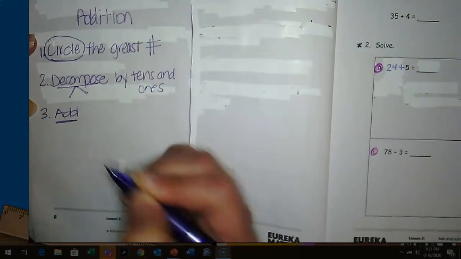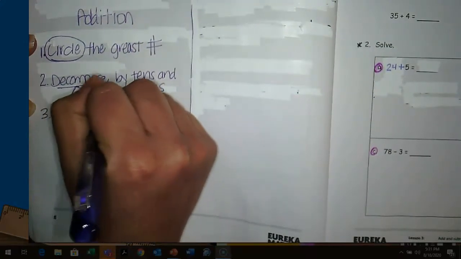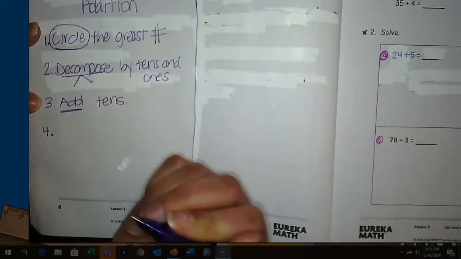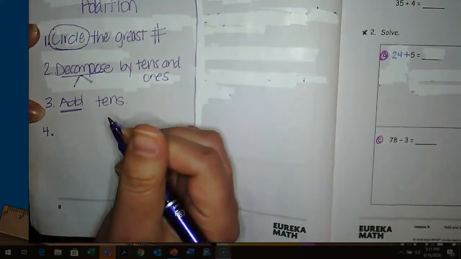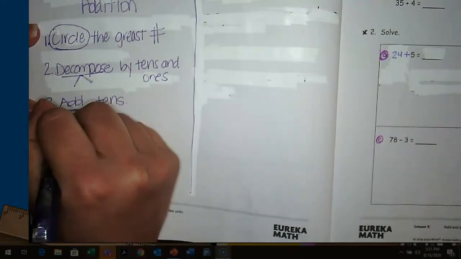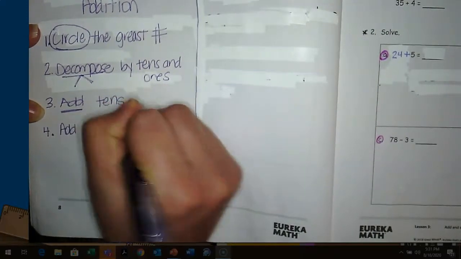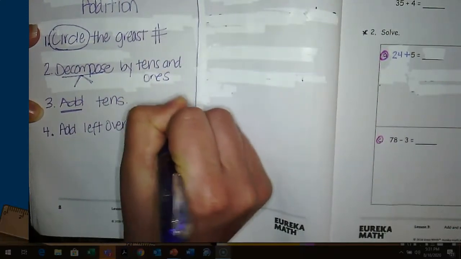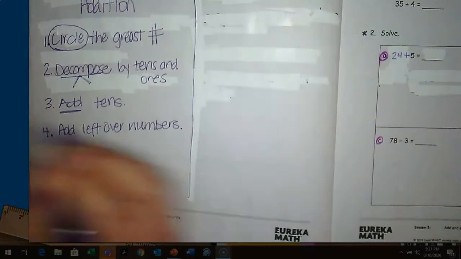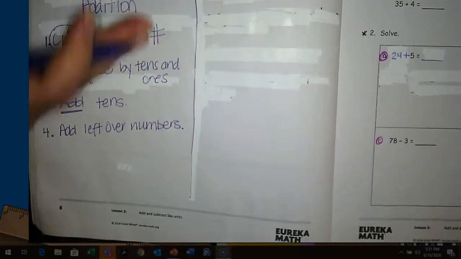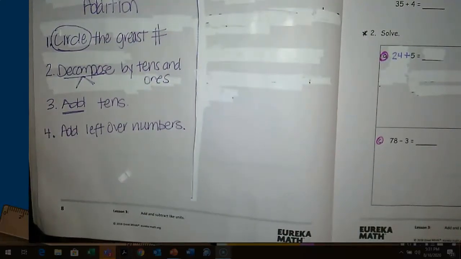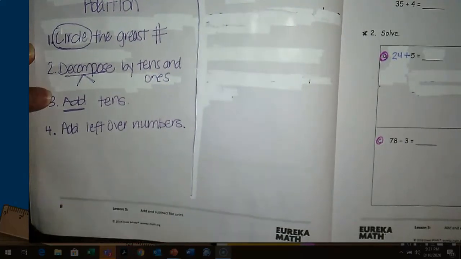I add when I'm adding, and I add the tens. And then I add the leftover numbers. If you are not done copying this, it's okay. Pause the video and don't move on until you're done copying all the steps.